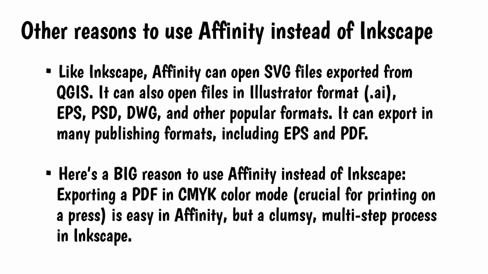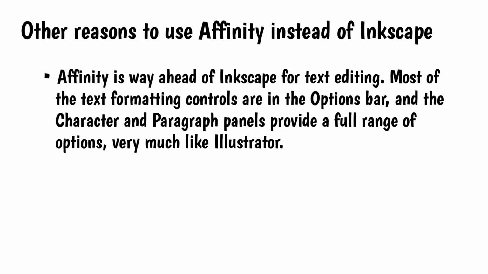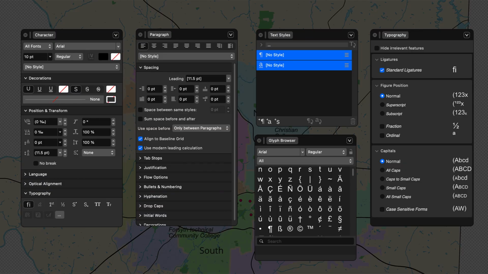Here's a big reason to use Affinity instead of Inkscape. Exporting a PDF in CMYK color mode, which is crucial for printing on a press, is easy in Affinity, but a clumsy multi-step process in Inkscape. Affinity is way ahead of Inkscape for text editing. Most of the text formatting controls are in the options bar, and the character and paragraph panels provide a full range of options, very much like Illustrator.